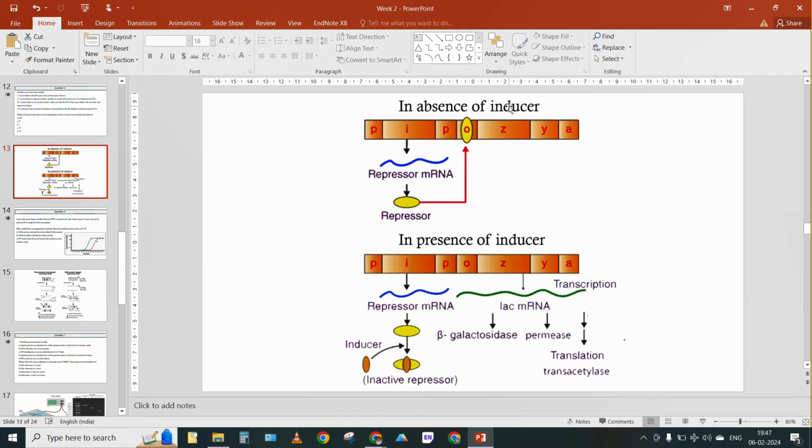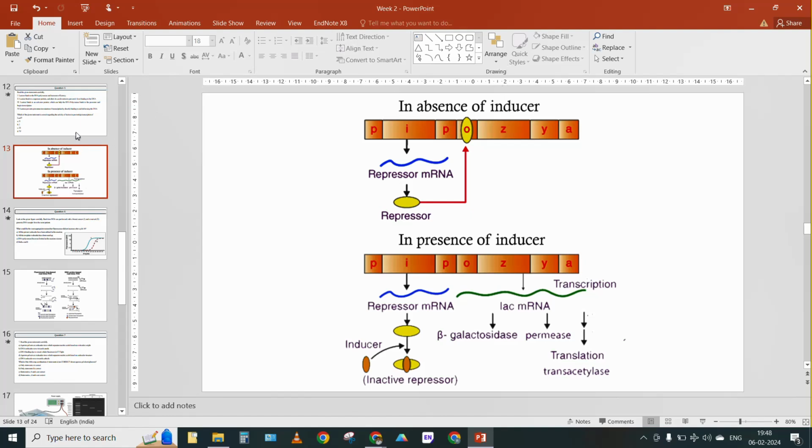Then induction by lactose, the absence and presence of the inducer. When lactose is present, it acts as an inducer. The lactose binds to the lac repressor and causes conformational changes that prevent the repressor from binding to the operator. Without the lac repressor bound to the operator, RNA polymerase can initiate transcription of the structural genes, leading to the production of beta-galactosidase and lactose permease.